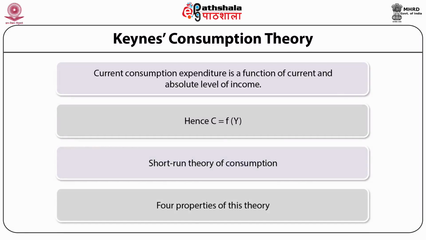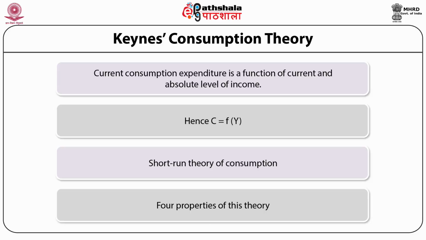The main properties of the theory are as follows. First property of this theory is that the real consumption expenditure is a positive function of real current disposable income. C is a function of Y and delta C upon delta Y is greater than 0. Second property of this theory is that MPC lies between 0 and 1, or 0 is less than delta C upon delta Y is less than 1. Third property of this theory is MPC is less than APC, that is, delta C upon delta Y is less than C upon Y. Fourth property of this theory is the MPC declines as the income increases, or the proportion of delta Y that is used for delta C goes on decreasing.